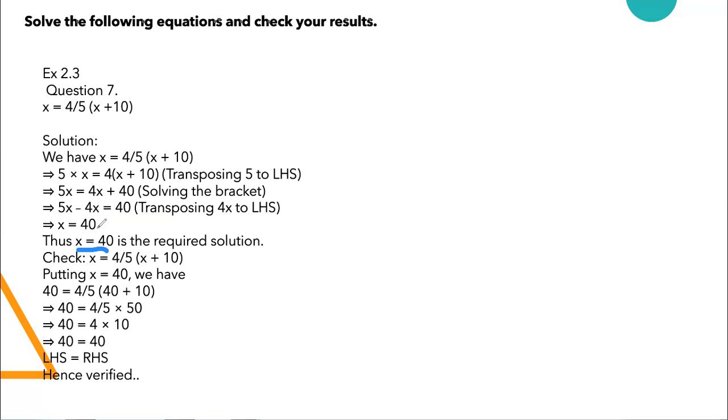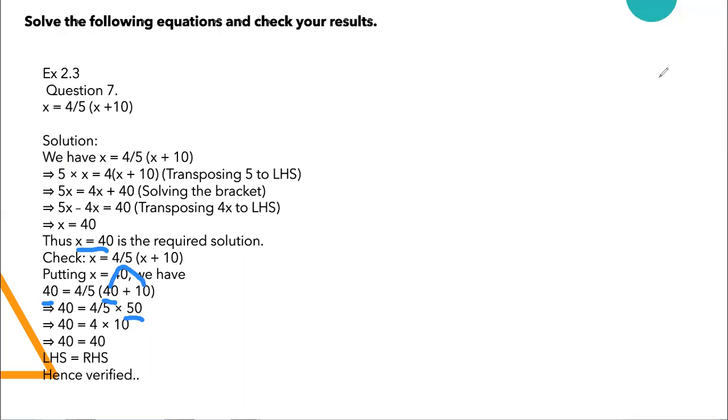So when we do that in the question, we get 40 equals 4 divided by 5. Here in the place of x, I'm placing 40. Alright. Plus 10. Now what do you get? 40 equals 4 divided by 5 multiplied by 50. How do you get 50? It's quite simple. 40 plus 10, which gives you 50, right?